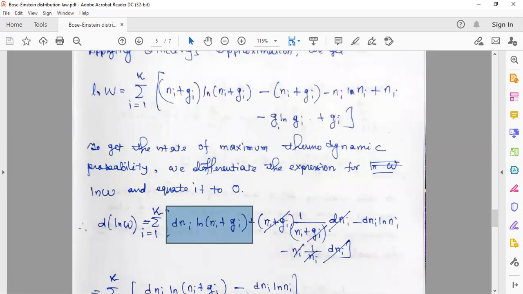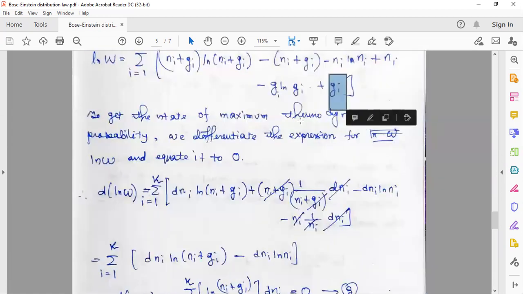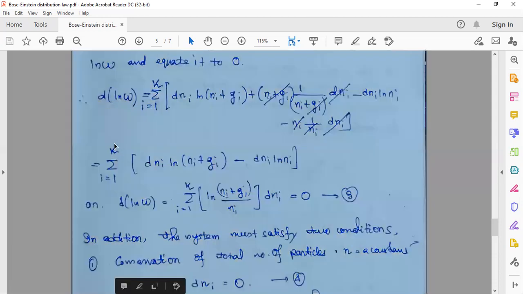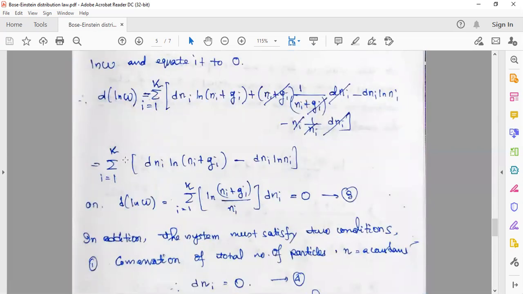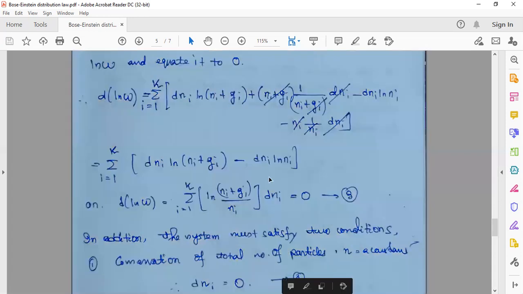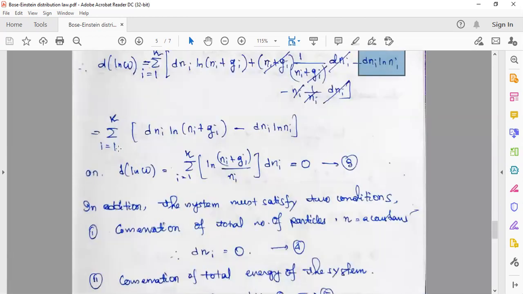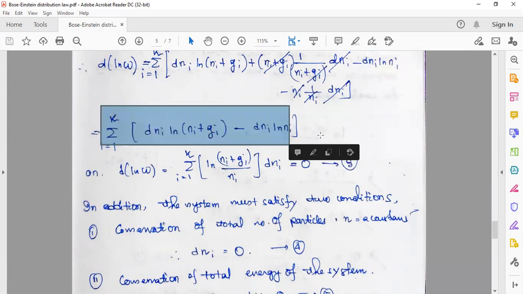Okay, so this differentiation you check yourself. I hope you know how to differentiate these logarithmic quantities. That's easy to follow. And gi is assumed to be constant, so gi has not been differentiated. So the differentiation of this logarithm of w will give us the sum from i equal to 1 to i equal to k, and then dni, this term will have minus this term. All other terms after differentiation get cancelled.